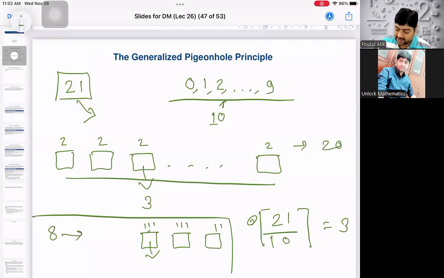Correct? So this is the generalized pigeonhole principle. So 8 divided by 3, because 8 pigeons and 3 holes, what is this number? It is 2 point something. The ceiling of it is basically 3. So at least one box will contain at least 3 pigeons. This is the pigeonhole principle. I hope this is clear. We'll do a lot of examples so that it will be more clear to you.